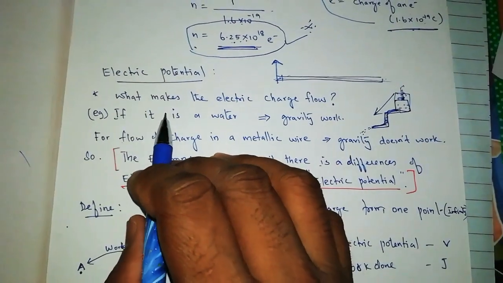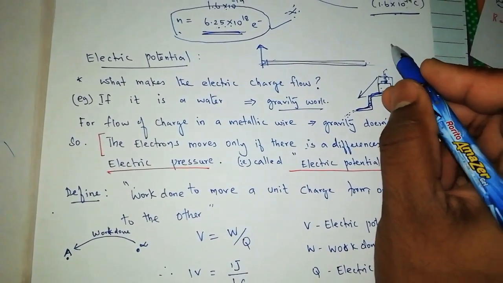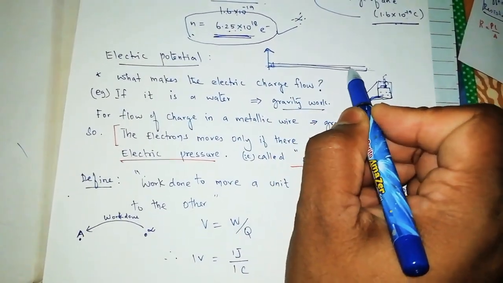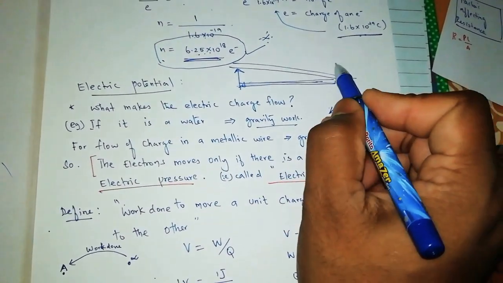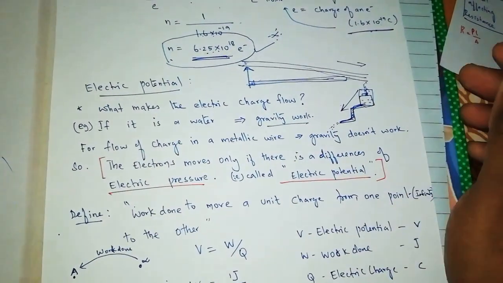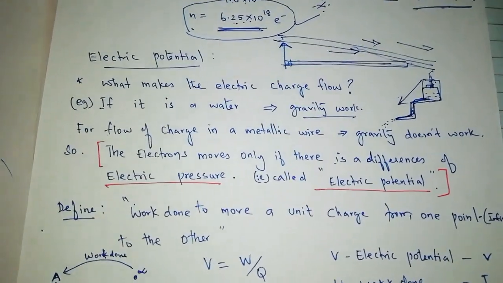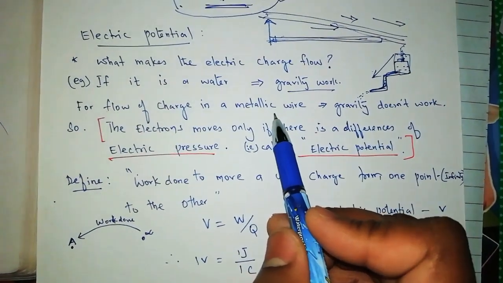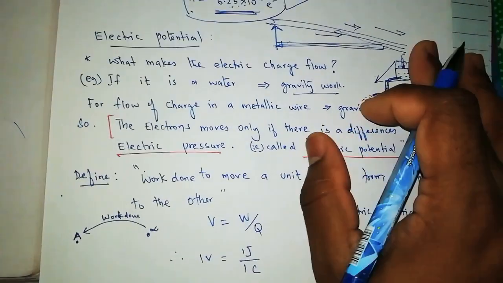So if it is water, then definitely gravity works, because gravity brings everything down, right? If I'm keeping the tube like this, it doesn't work. But if I keep the tube like this, because of gravity, it brings the water from the top level to the ground level very easily. So the flow of water comes easily. But for flow of charge in a metallic wire, do you think that gravity works? No, gravity doesn't work at all.